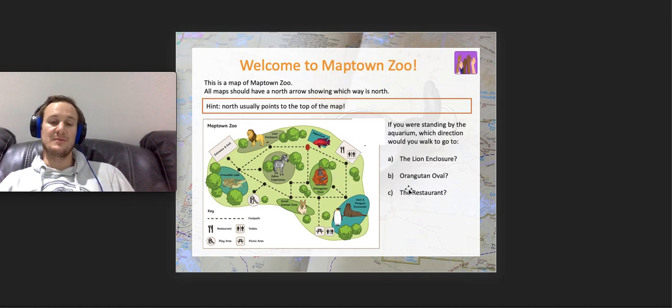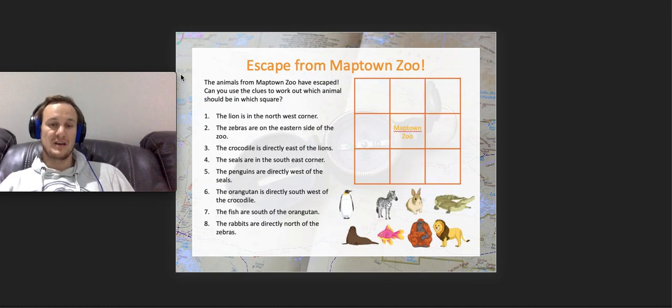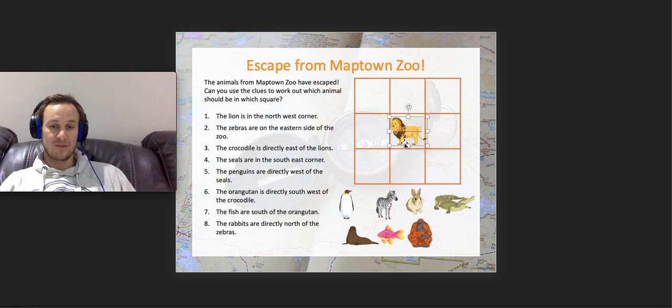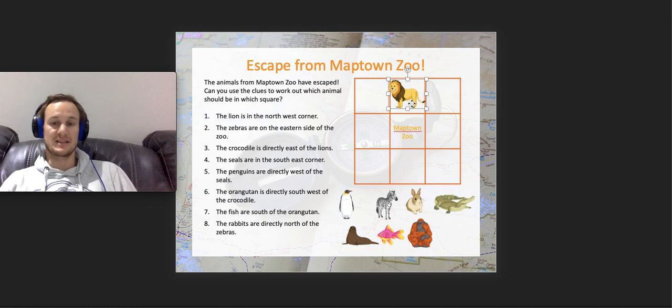Let's try one a bit more tricky. See how we go. Okay, the animals from Maptown Zoo have escaped. Can you use the clues to find out which animal should be in which square? If we're standing in Maptown Zoo, the lion is in the northwest corner. So let's grab the lion, and if it's north, then we know it's up, and if it's west, like Western Australia, then we're going to go west.